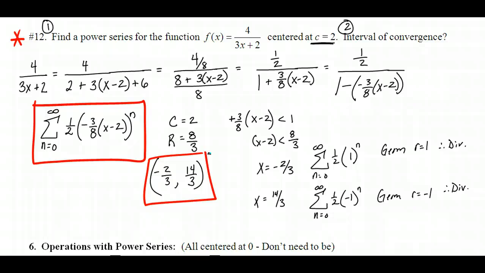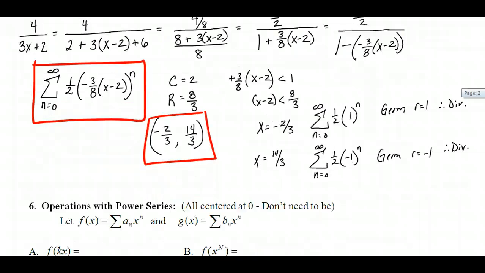Alright. And 12 is a pretty good example of what you're going to see on your quiz. I like that one. It's a good problem. Operations with power series. Moving on here.